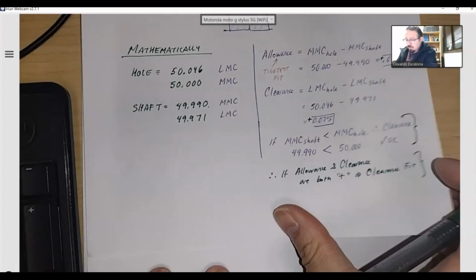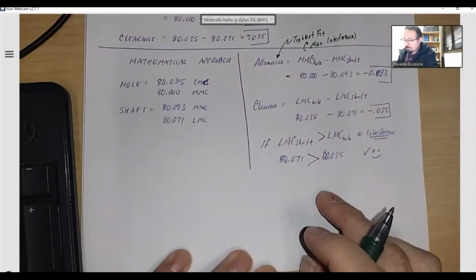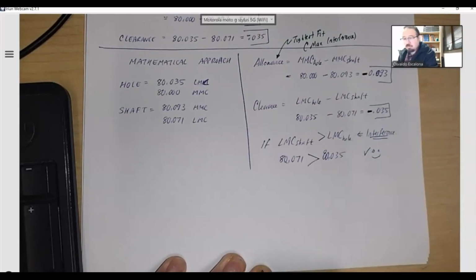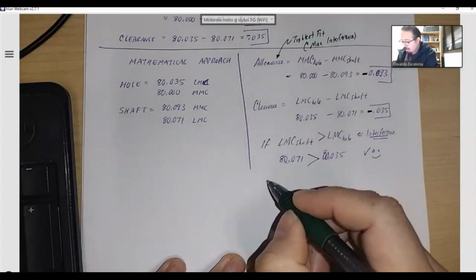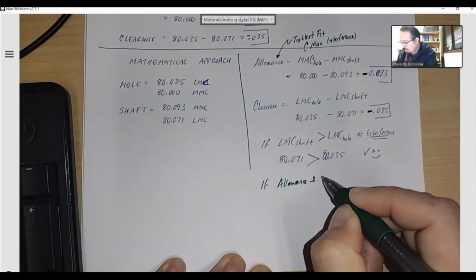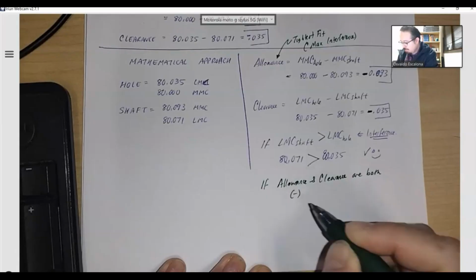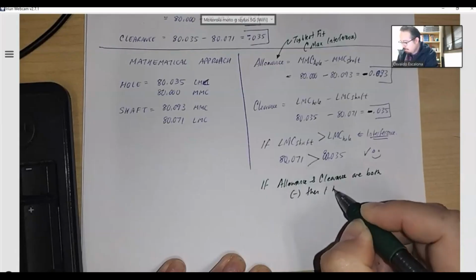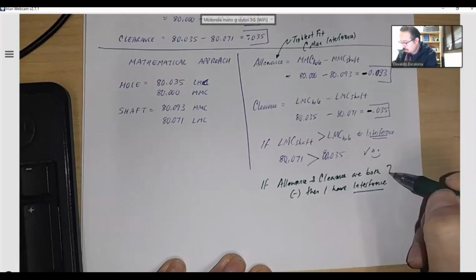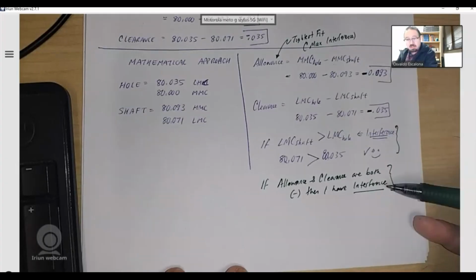Let's look at the interference that I just did. Well, you can do the same concept, right? Look at the sign. I have a negative here and I got a negative there. So you can also have this statement: if the allowance and the clearance are both negative, then I have interference, right? You can have either of both the statements telling you you have an interference.